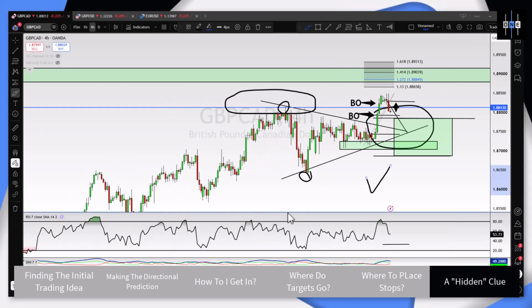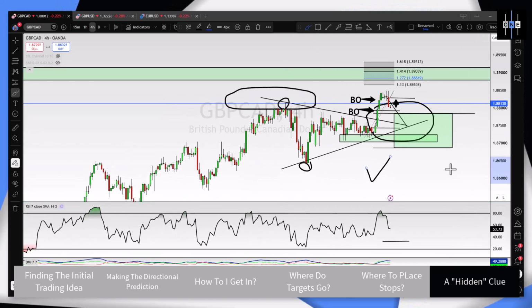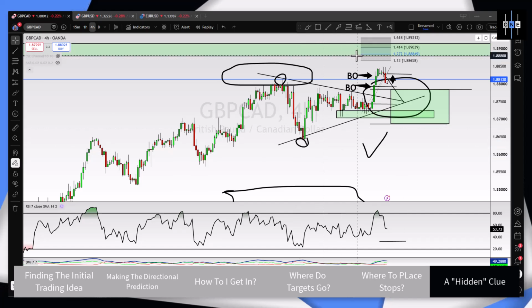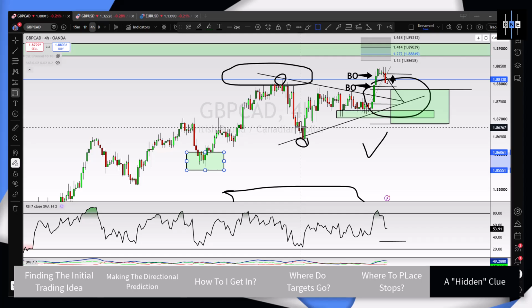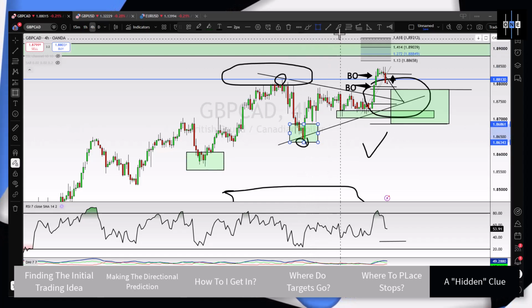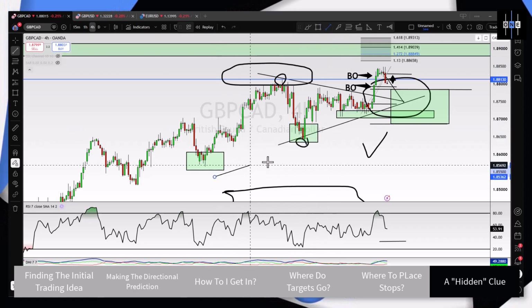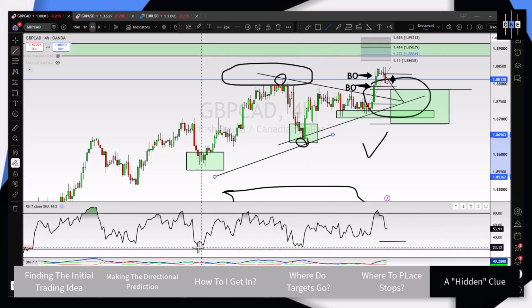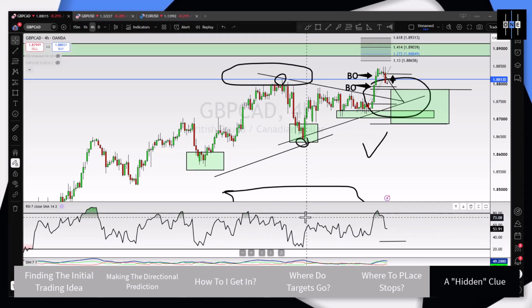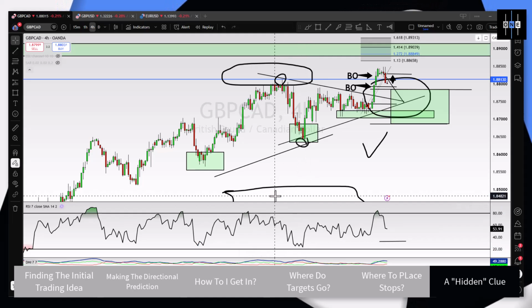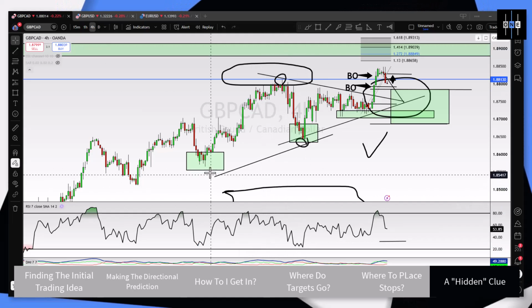Again, look at this example right here, real quick. Look at this pullback here, and look at this pullback here. Would you guys agree these are higher lows? Look at our RSI. Hidden divergence. Hidden divergence is something that's beneficial to a trend continuation trader. We even saw it on the previous one. You want to keep going.